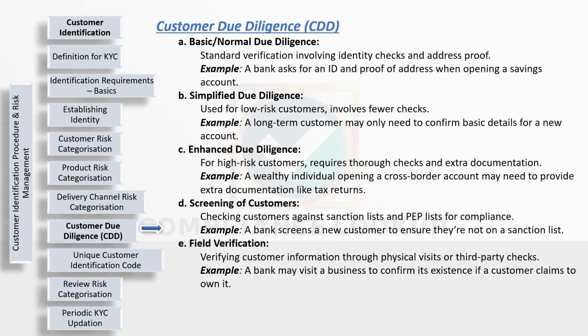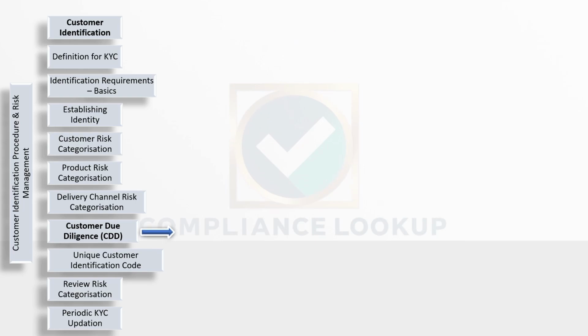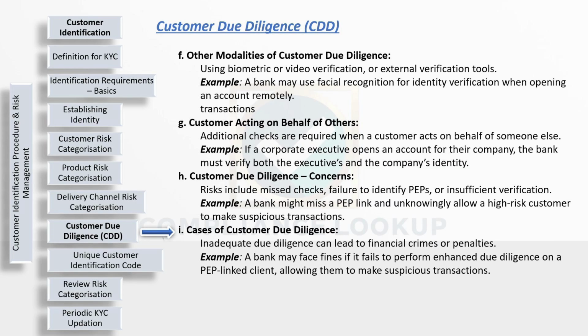Now moving forward. F. Other modalities of customer due diligence. These could include video verification, using biometric data for identity confirmation, or using external verification tools just like we see in credit bureaus, government databases. Example: a bank might use biometric facial recognition technology when opening a bank account remotely, allowing the customer to verify their identity using their phone camera.